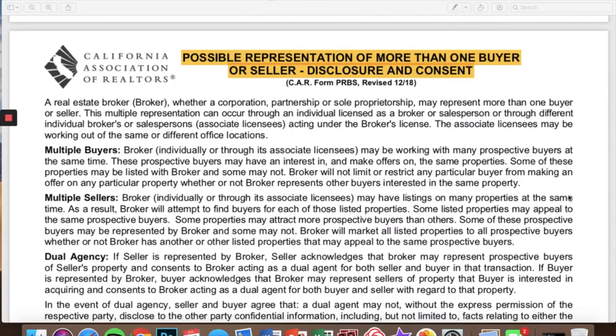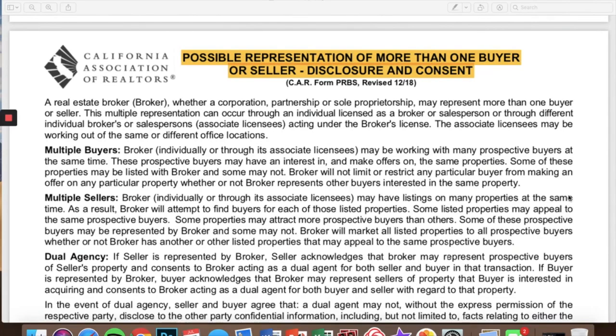The next form that we're going to take a look at is the Possible Representation of More Than One Buyer or Seller Disclosure and Consent form. So the purpose of this is to disclose to your client that at any given time you could be representing multiple buyers and or sellers. It also discloses the possibility of dual agency, which means that the buyer and seller are represented by the same broker, not just the same agent. It could be the same broker. So two different agents that share the same broker, it's still dual agency. This is allowed as long as it's properly disclosed.